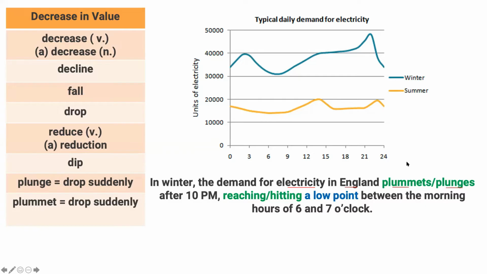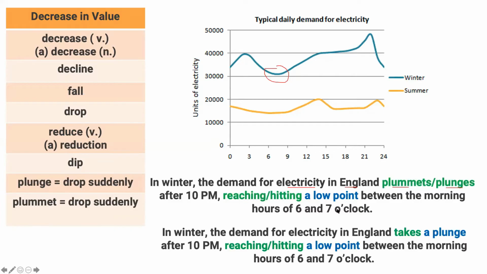So you could say plummets or plunges after 10 p.m., reaching or hitting a low point between the morning hours of 6 and 7 o'clock. And so you see here, 6 and 7 o'clock, this is the low point. So that's why we see it reaches or it hits a low point. Or you could also say in winter, the demand for electricity in England takes a plunge. This is a great collocation. The verb take will go with plunge after 10 p.m. and again, reaching or hitting a low point. So make sure you're keeping in mind all of your collocations as well.